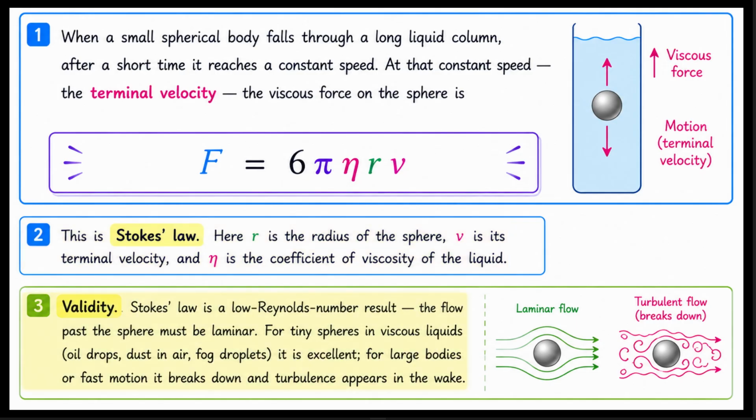A quick note on validity. Stokes' law is a low Reynolds number result, so the flow past the sphere must be laminar. For tiny spheres in viscous liquids, oil drops, dust in air, fog droplets, it works beautifully. For large bodies or fast motion, it breaks down and turbulence appears in the wake.